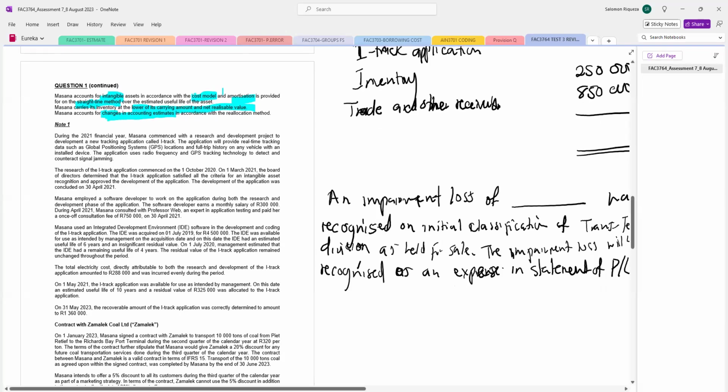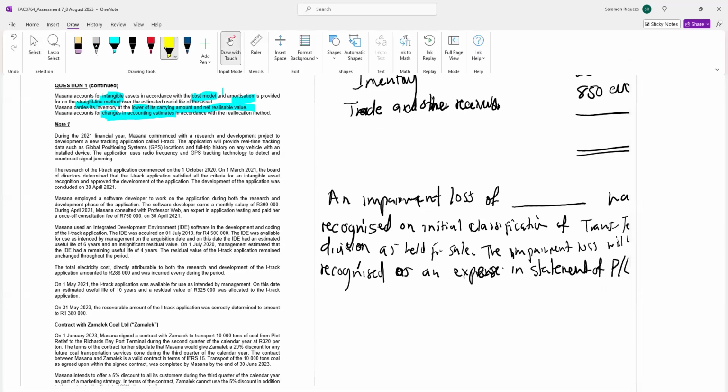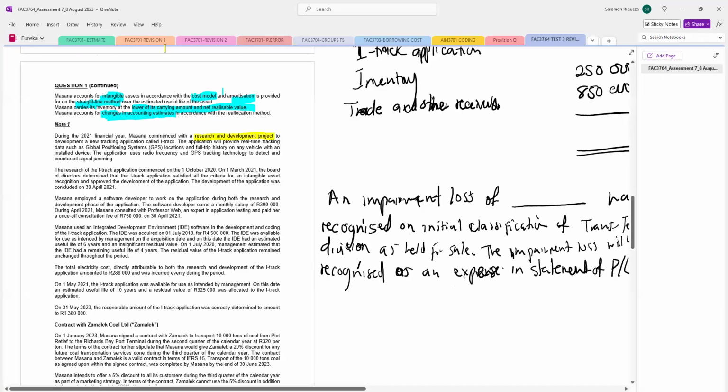Then note 1. Right. This is the note we're looking for. So let me use different colors so that we pay attention to this. During the 2021 financial year, Masana commenced with a research and development project. Okay. So even with our intangible assets, they are looking at the research and development section, right? Which is another calculation. So we are just going deeper, guys. I'm sure you are picking up how they bring topics together into one. They're just fusing them all into one.